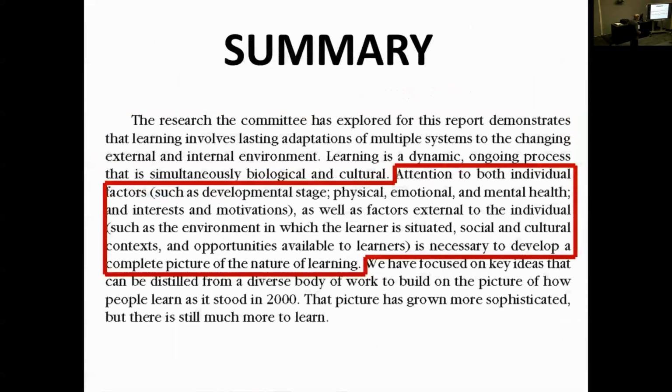So a summary from this particular proceedings in the National Academy says that attention to both individual factors, such as developmental stage, physical, emotional, mental health, and interests and motivations, as well as factors external to the individual, such as the environment in which a learner is situated, social, cultural context, and opportunities available to learners, is necessary to develop a complete picture of the nature of learning.